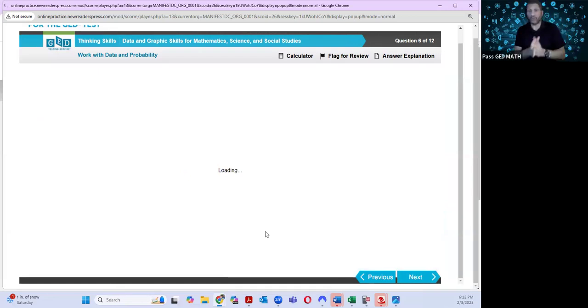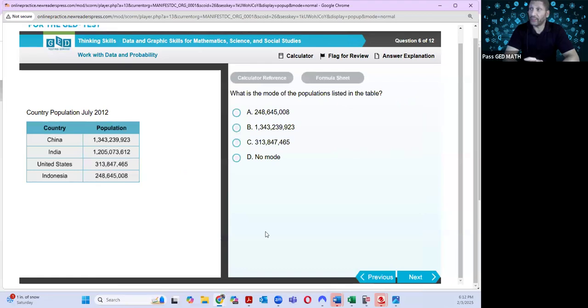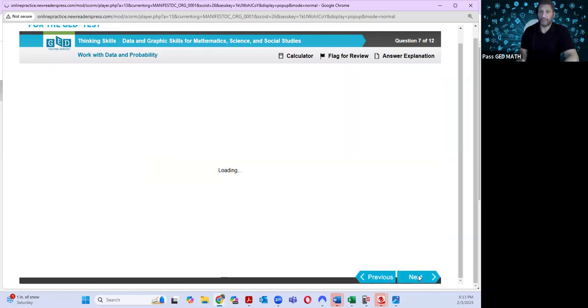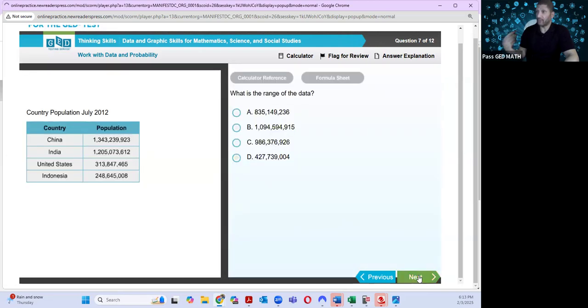So again, what you can do is you can log into Canvas and go to mean, median, mode, and range. I got a bunch of word problems. What is the mode? Again, this is one of those trick questions. None of these numbers appear more than once. No mode. There is no mode for this question. The mode is the number that appears the most.